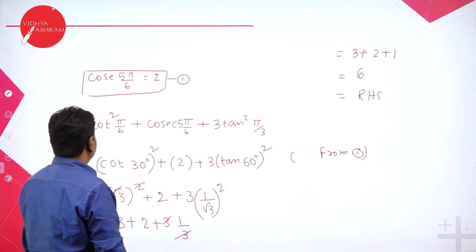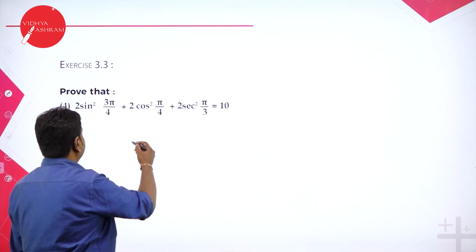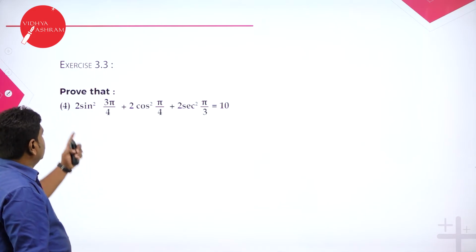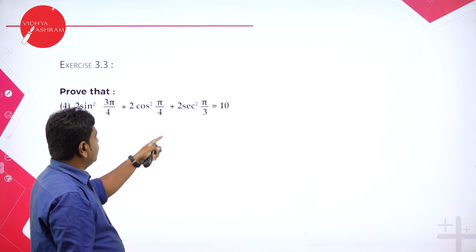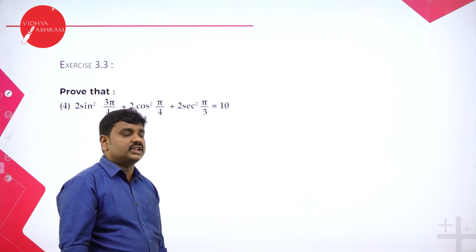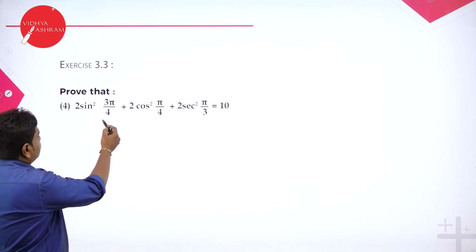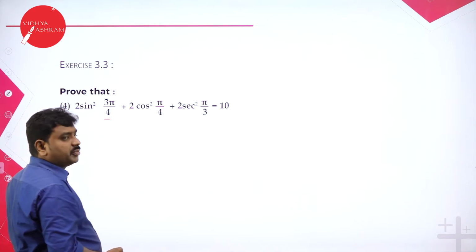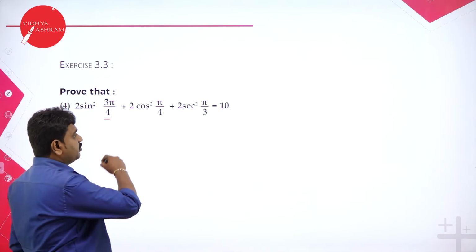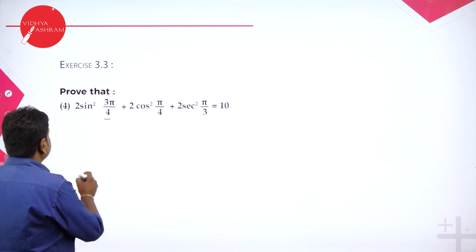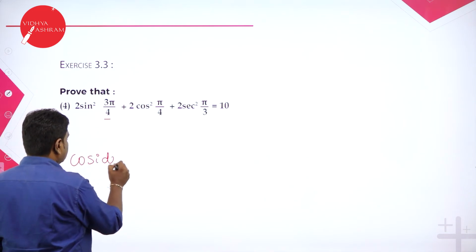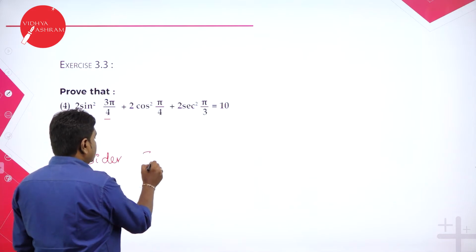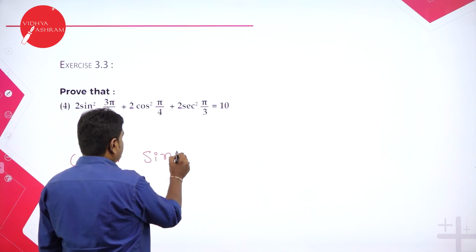So now we'll go to the next problem. 2 sine square 3 pi by 4 plus 2 cos square pi by 4 plus 2 secant square pi by 3 is equal to 10, we need to prove. See here, one is an allied angle, 3 pi by 4. First we'll find the 3 pi by 4 value. So consider sine 3 pi by 4.